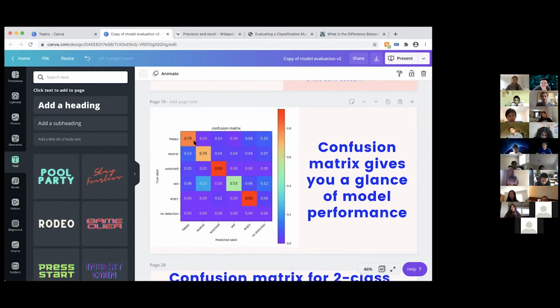So when we're looking at the confusion matrix, these boxes along this diagonal line, right, are where the true label matches up with the predicted label. So you see here, the true label is happy and the predicted label is happy. Here, the true label is neutral and the predicted label is neutral. All of these boxes are going to be our correct predictions, right? And then the rest of the boxes will tell us what kind of errors we're making and with what frequency we are making those errors.